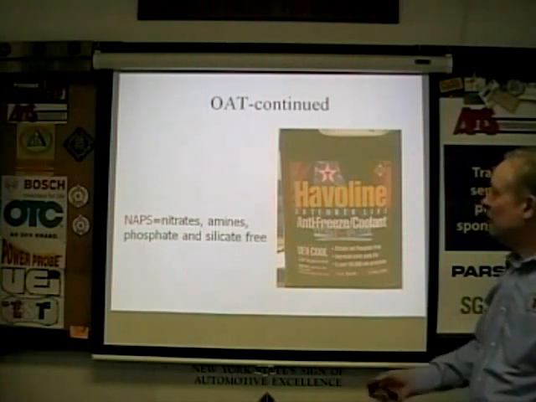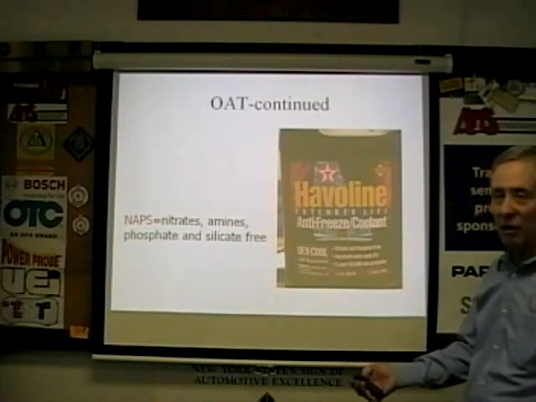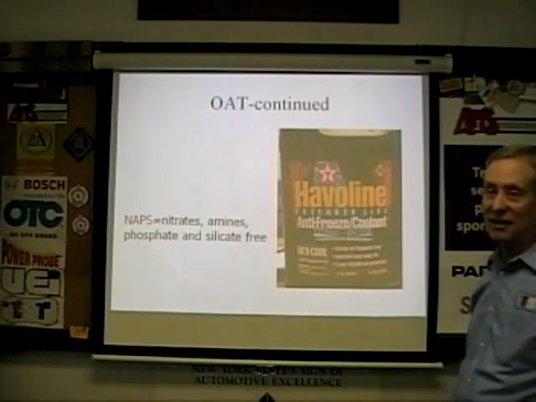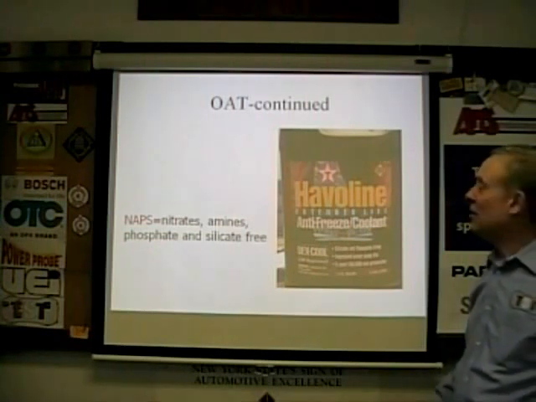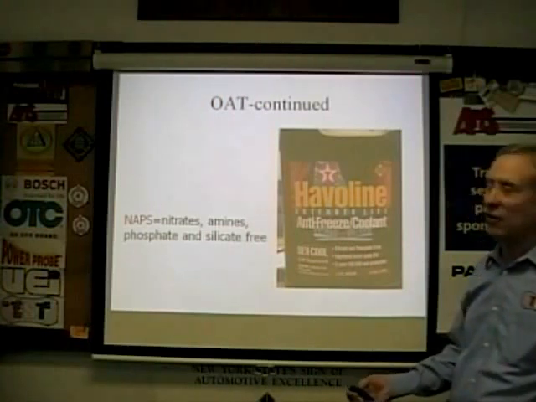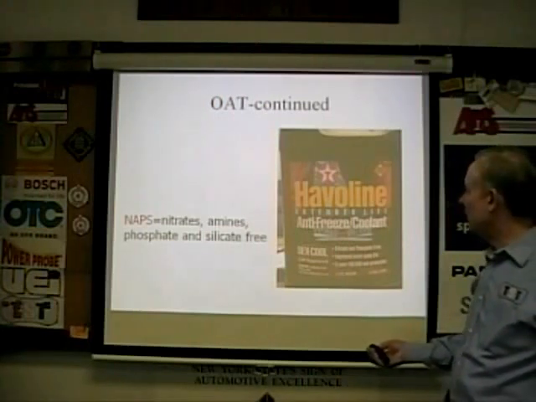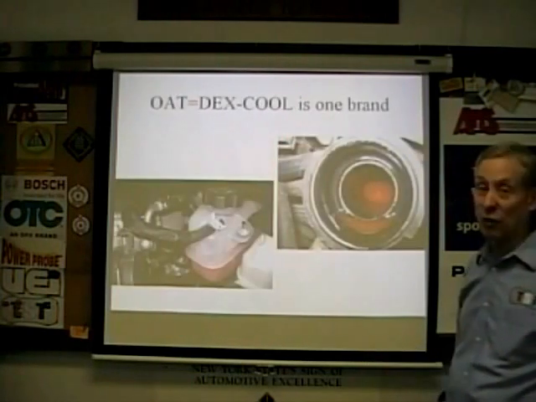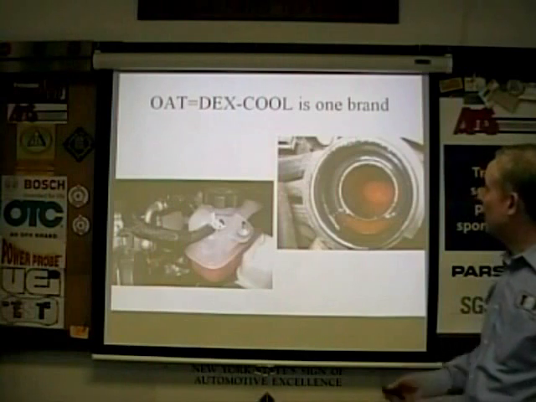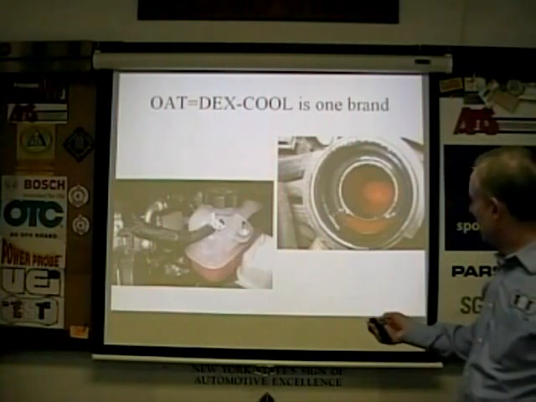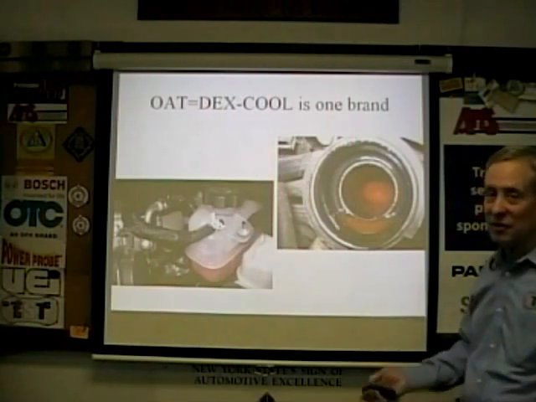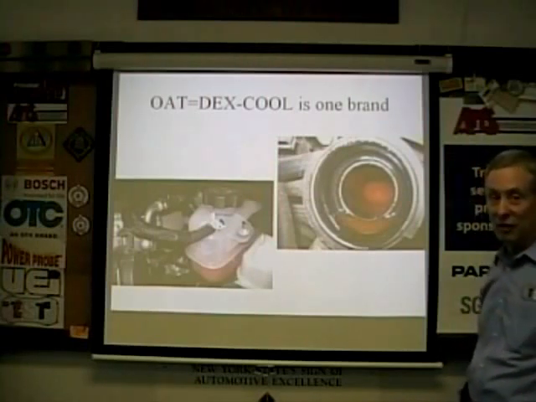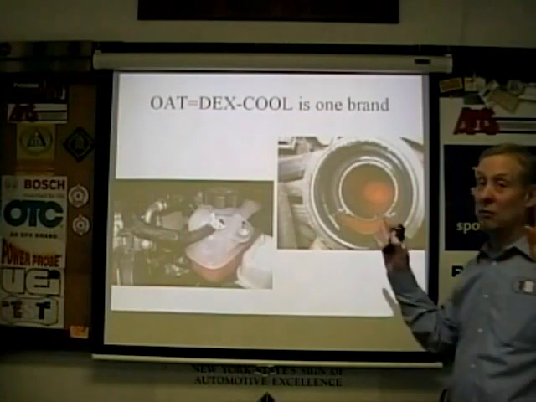Okay, OAT continued. You don't really have to know these chemical names: nitrates, amines, phosphates, and silicate free. The bottom line is, that's why I'm saying you have to flush it if you don't know what it is. Again, read the spec on it. The back of that can is going to tell you what the spec is on it. Make sure it is for your application. All right? Dexcool is only one brand. If you see a color in there and it's what you're supposed to have and you kind of know the history on the car, you can add makeup coolant. If you don't, sell a flush or don't touch it.